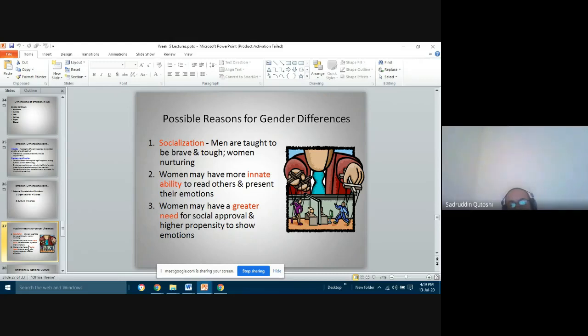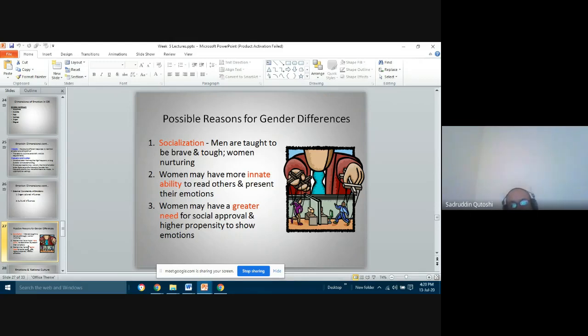When you look at this, for example, socialization. When you understand people through the lens of gender, you can see men are taught to be brave and tough, whereas women are nurtured. This is a particular sort of perception that plays a significant role in how people show their emotions in the organization.